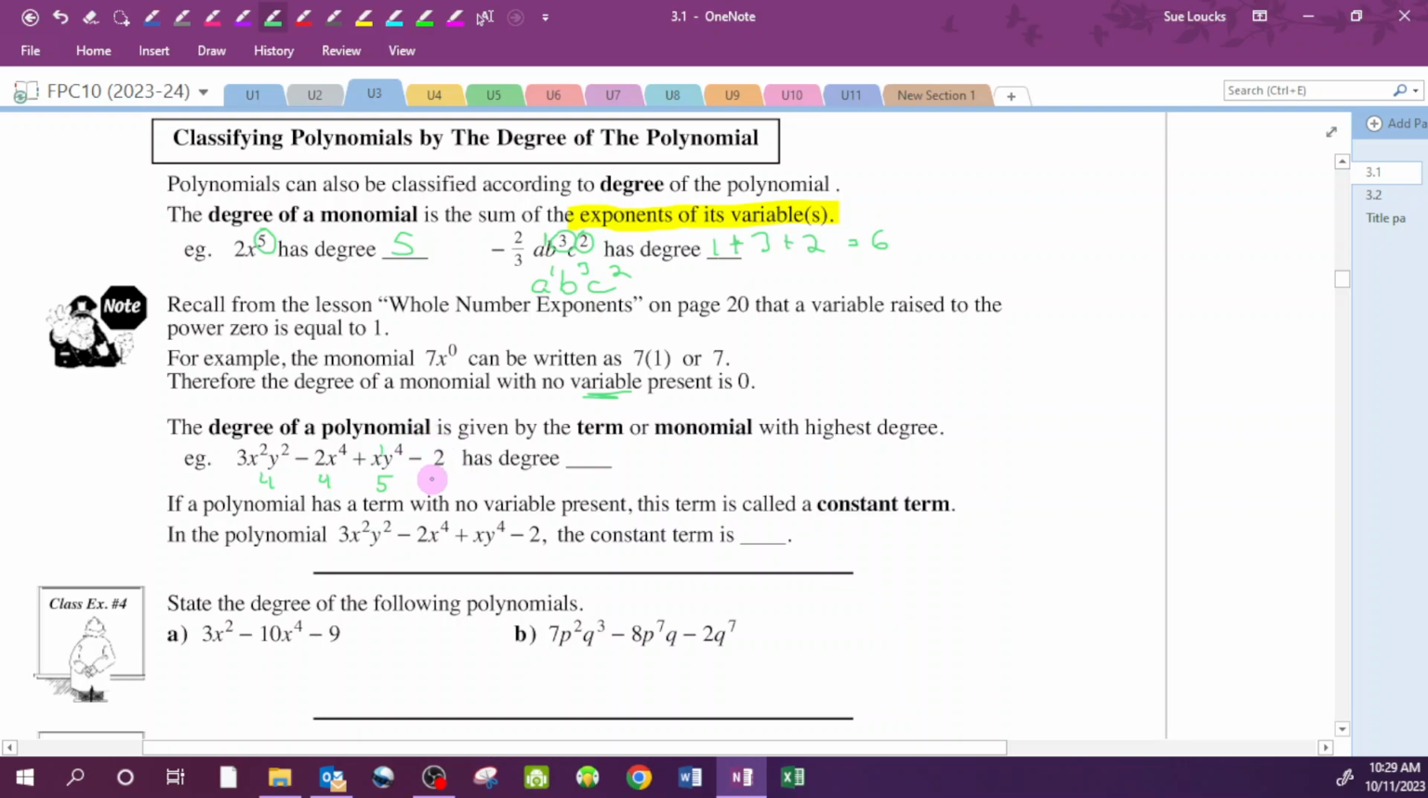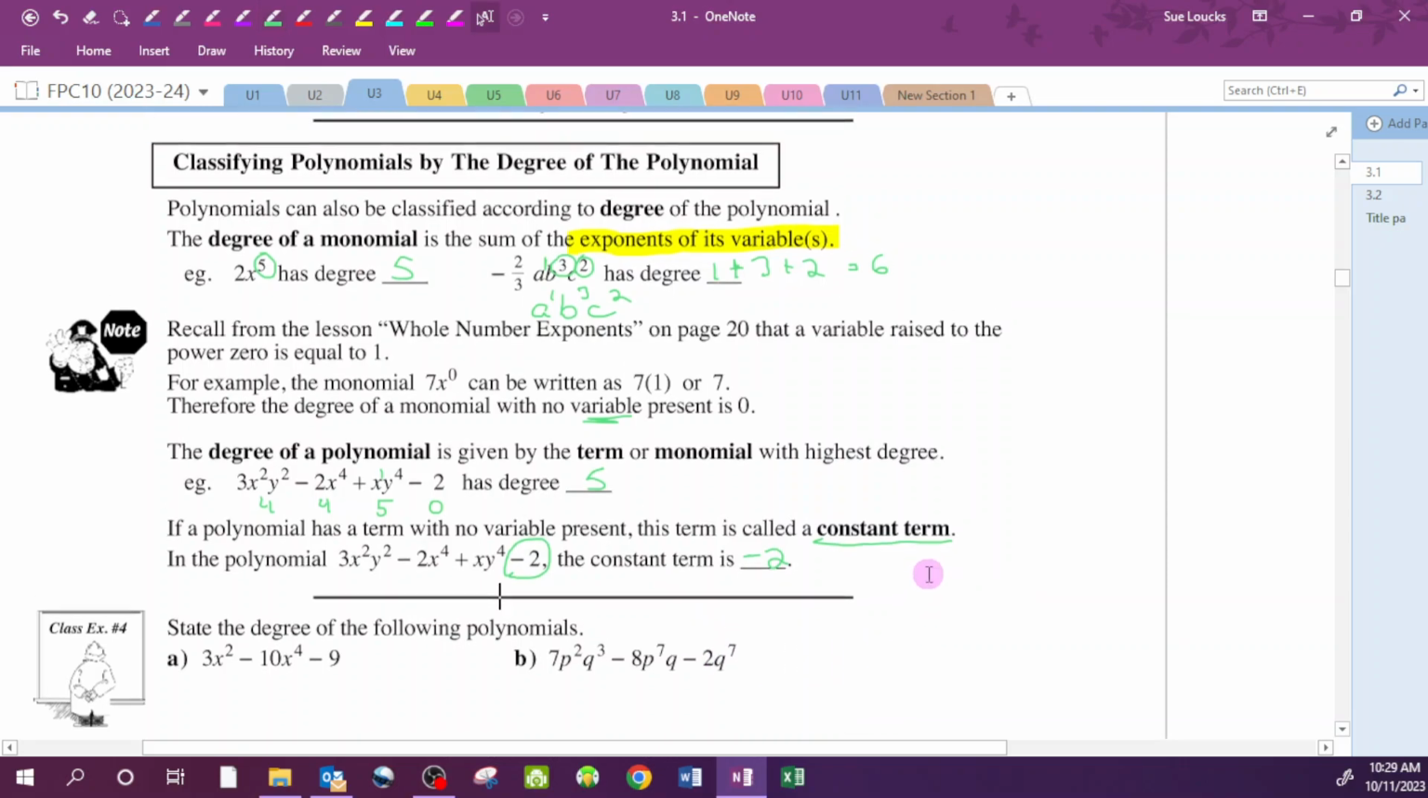This last term here has degree 0 because it doesn't have any variables at all. So the degree of this polynomial is the highest of these numbers, which is 5. And if there's a term that has no variable present, we call that the constant term because it is constant, it doesn't change, and in this one it's -2. All right, see how I included the negative sign with the 2 because those go together.